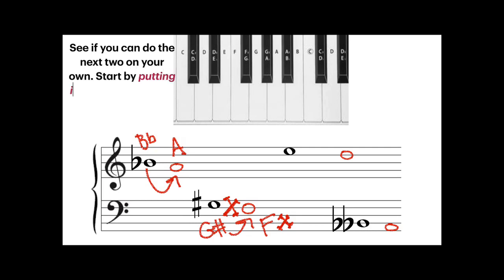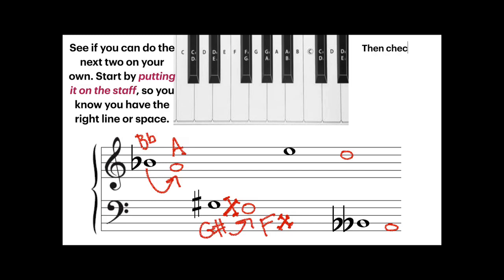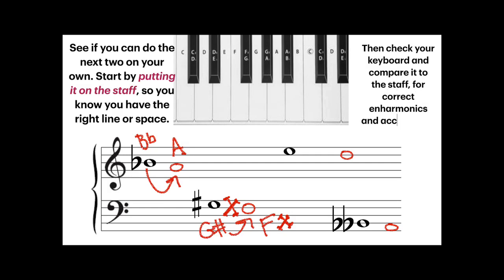See if you can do the next two on your own. Start by putting it on the staff so you can know you have the right line or space, giving you the right letter name. Then check your keyboard and compare it to the staff for the correct enharmonic spelling and accidentals. Pause the video if you need a little more time.